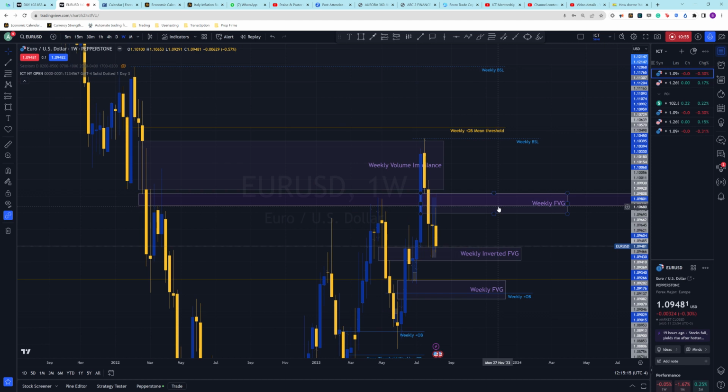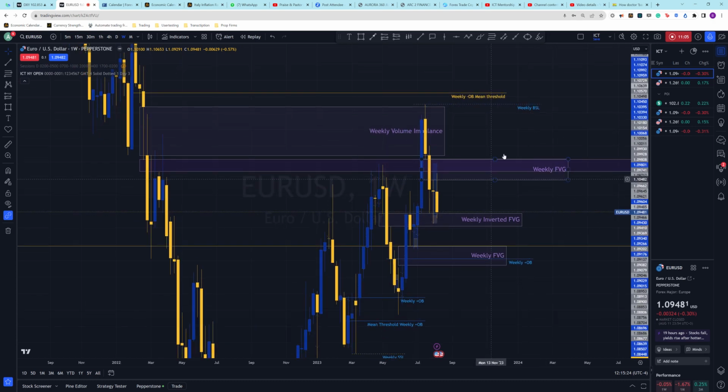All right. So on Euro USD, we see price take out the volume imbalance on the weekly, and after taking out the imbalance on the weekly, we see price begin to drop. Where price is right now, what would I be looking for? I can see we've hit the inverted fair value gap. We rejected off it, but once again, after rejecting, price seems to be pushing back into it again.